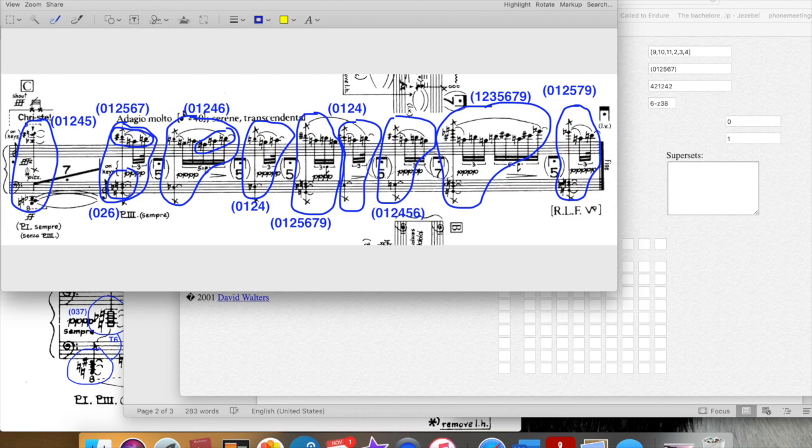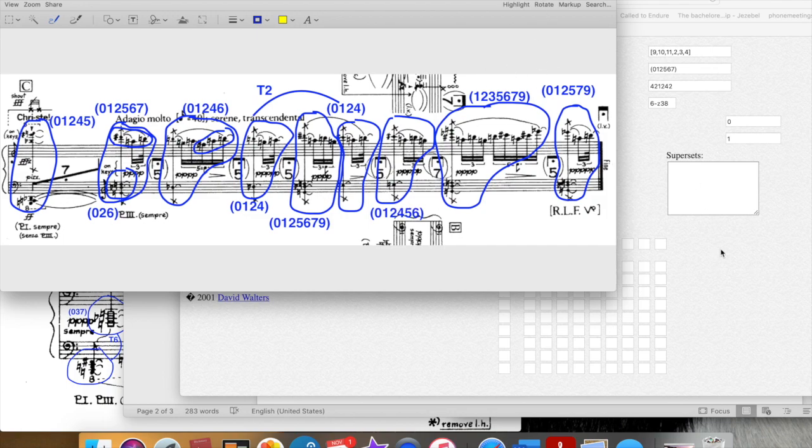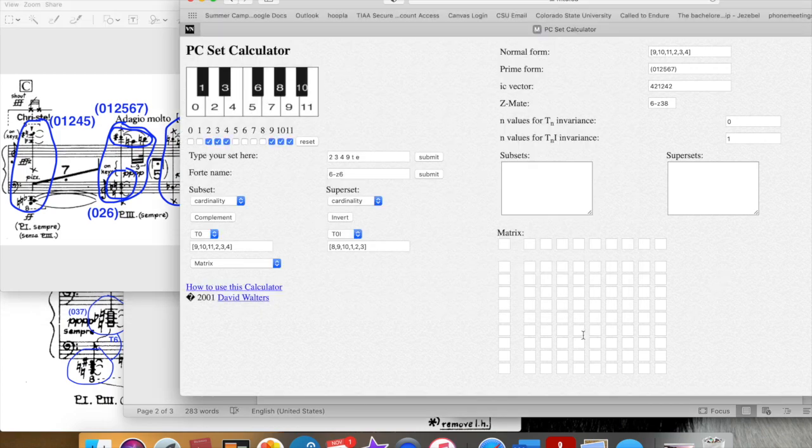So we've labeled all of these. We can see that they share certain qualities, and that gives it a sense of cohesion even with this many different subclasses. We talked about how this 0, 1, 2, 4 and this 0, 1, 2, 4 are related by, we said T2. We talked about how you can tell which kinds of intervals are present in there. And we'll talk about symmetry in just a moment.